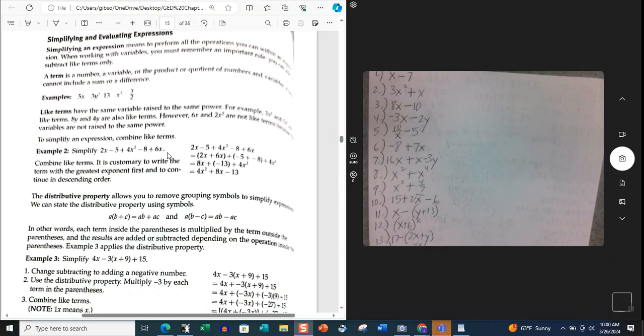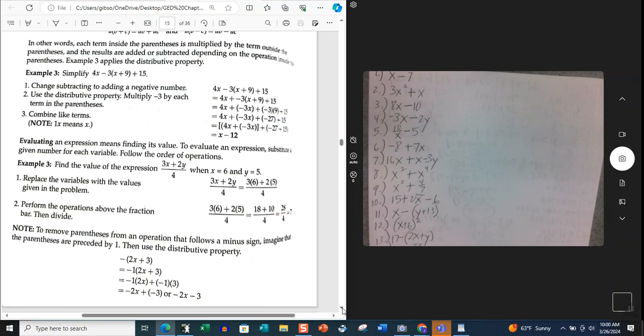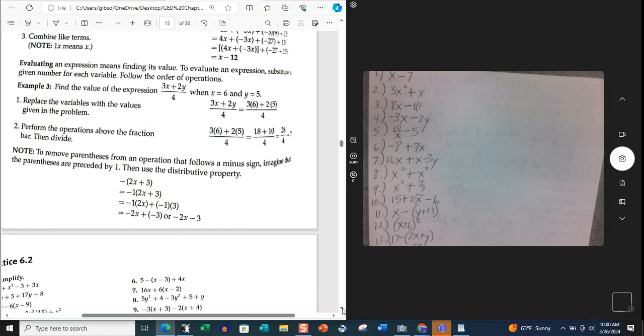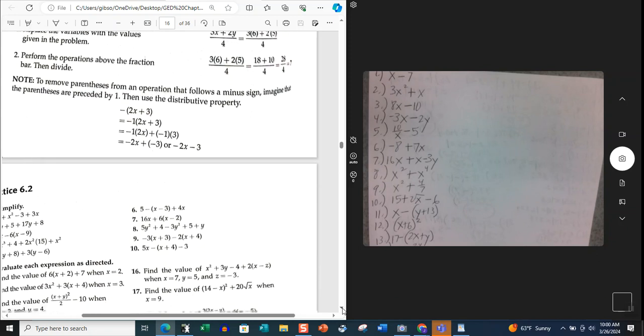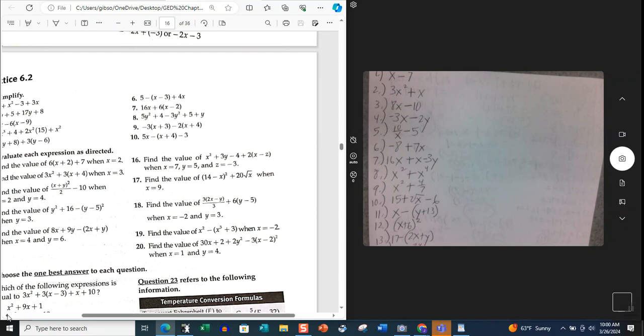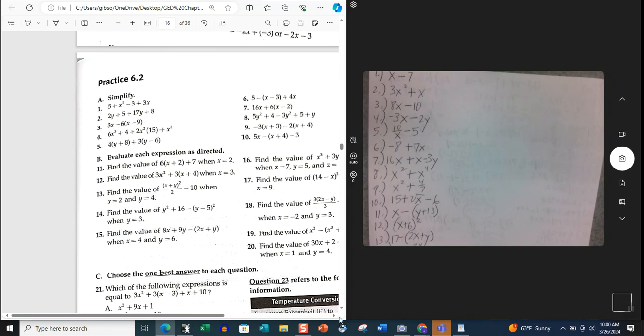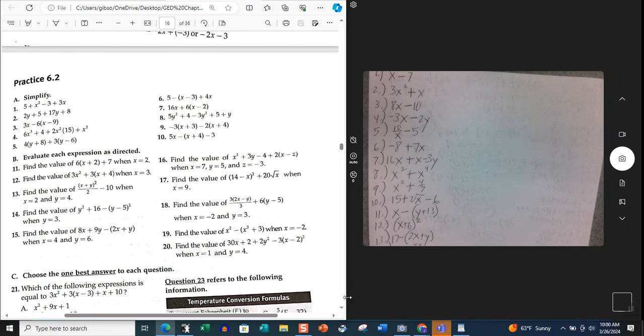But let's look down here at the distributive property. Basically, the distributive property takes a value and multiplies it by a parenthesis. And I will show you all how to do that in just a second. I'd rather go to the problem set so you can actually see this. We will also deal with evaluating using substitution. But let's go here first. We will cover everything that's in the example.